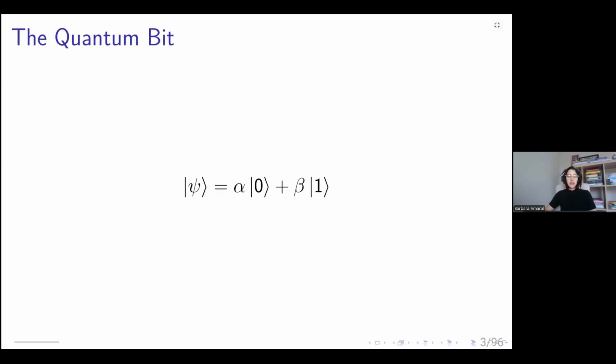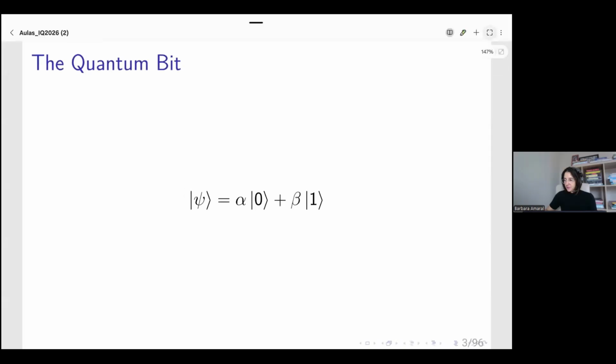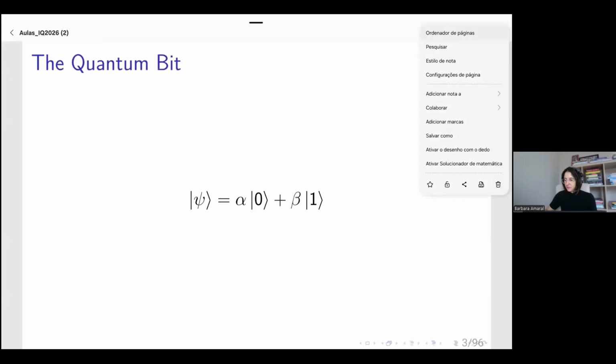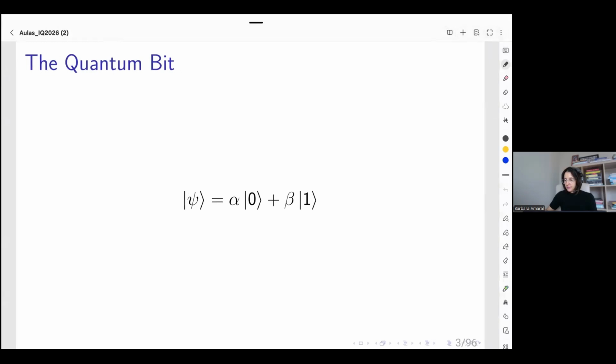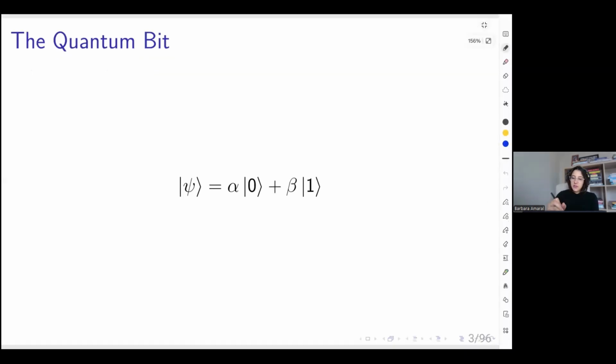Okay, so today we focus on the qubit, which is a two-dimensional system. We will use these symbols for the basis, for the canonical basis.